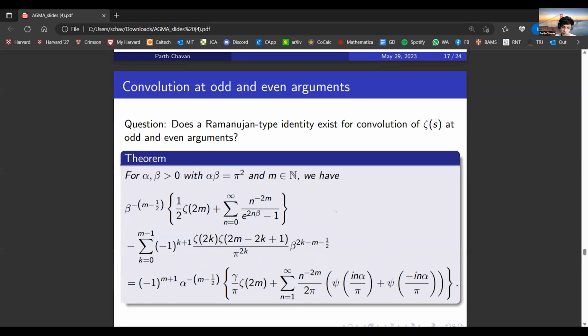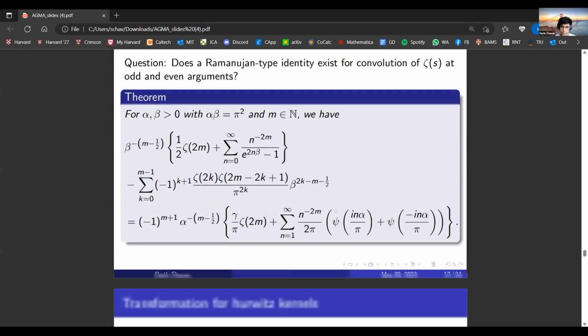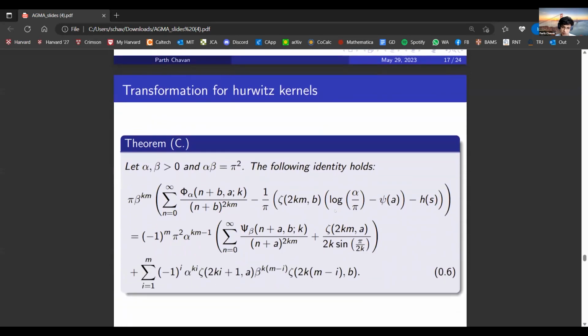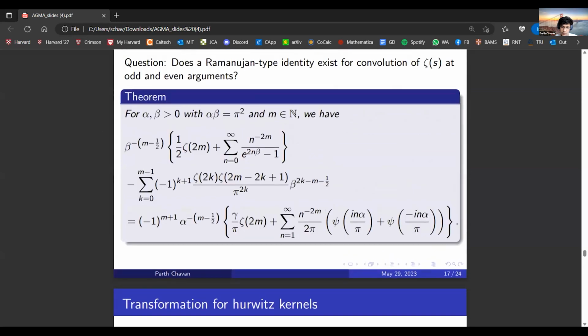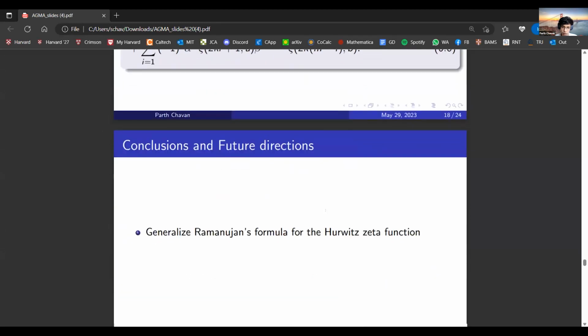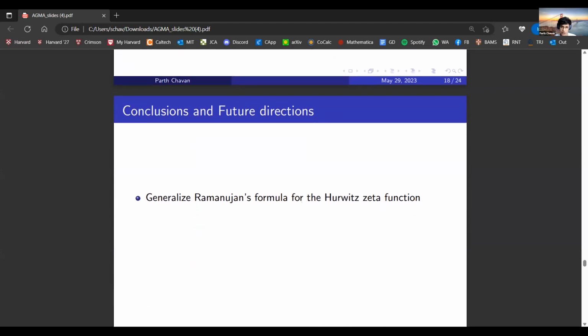And now we wonder whether such a transformation formula exists for Hurwitz zeta functions for the kernels phi and psi. This can also be positively answered, and the formula turns out to be this expression. And when we substitute a equals b equals k equals 1, we recover A. Dixit's identity. To summarize our work in short, we generalize Ramanujan's formula and we give a 3-parameter generalization of several Ramanujan type identities that already exist in literature and generalize these for the Hurwitz zeta function.